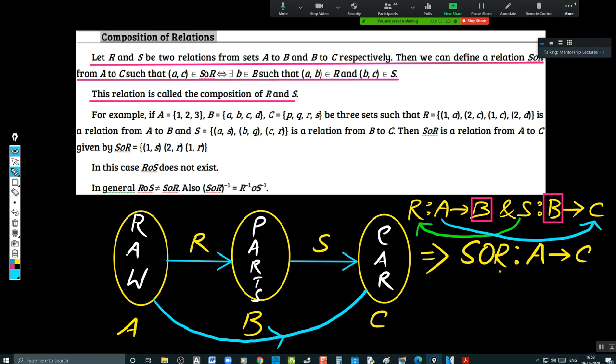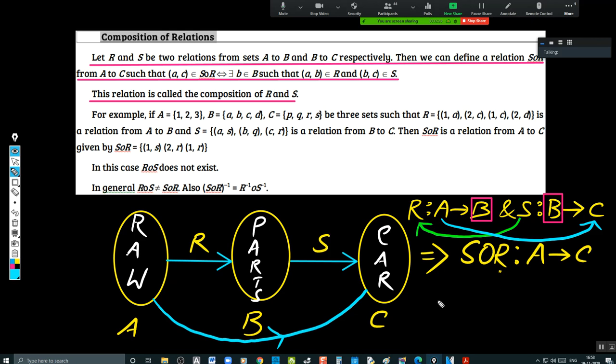Now, anyone in the class, what is the basic condition for SOR to exist? Sir, the range of R must be equal to the domain of S. The range of R must be equal to the domain of S. Then we write SOR maps from A to C. Now, tell me, is ROS possible or not? Anyone in the class? ROS.